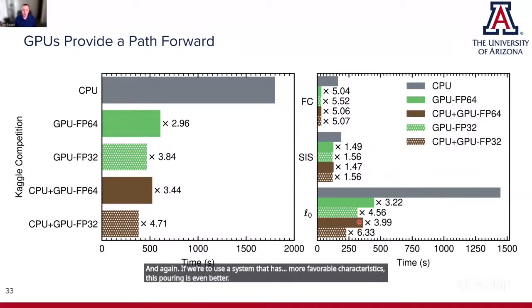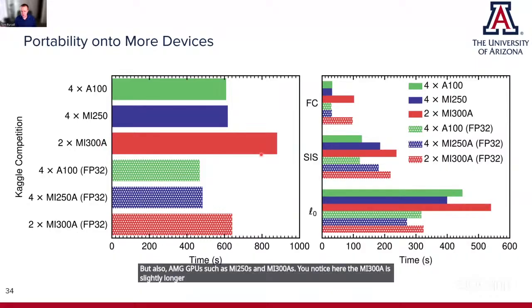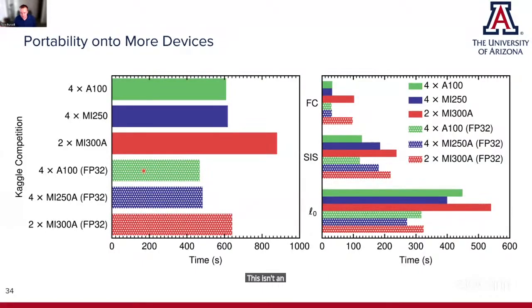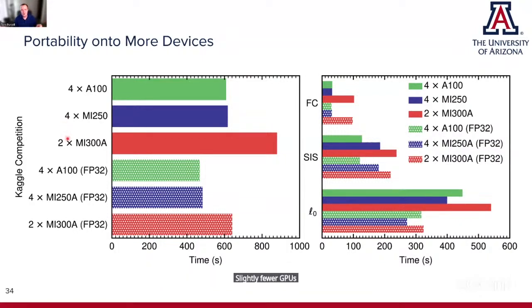Importantly, we used Kokkos in order to do this, allowing us to have portability within our porting, so we can not just look at A100 GPUs, which we saw previously, but also AMD GPUs such as MI250s and MI300As. You'll notice here the MI300A has a slightly larger time than the MI250s and A100s. This isn't really worse GPU performance. It's just that these nodes have slightly fewer GPUs per node than the A100 or MI250 nodes.